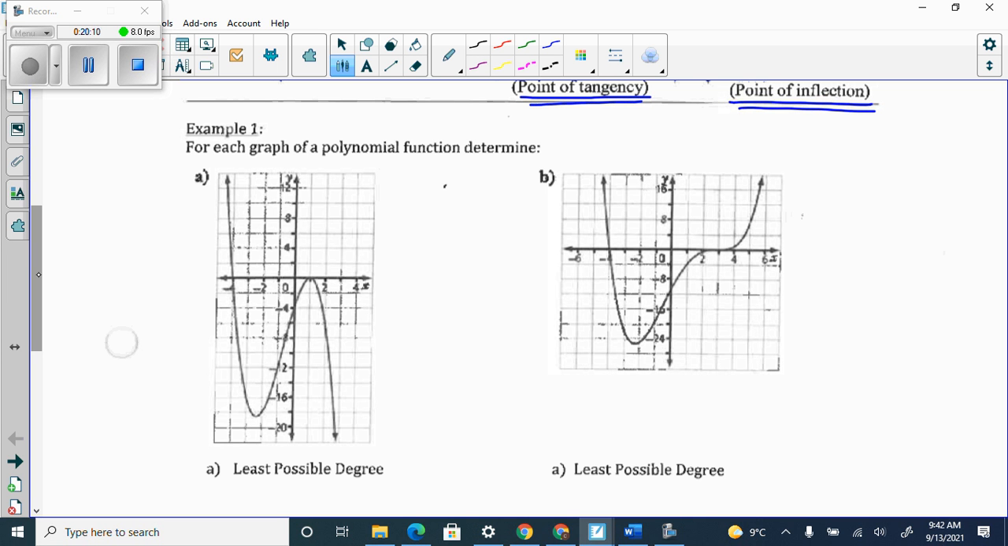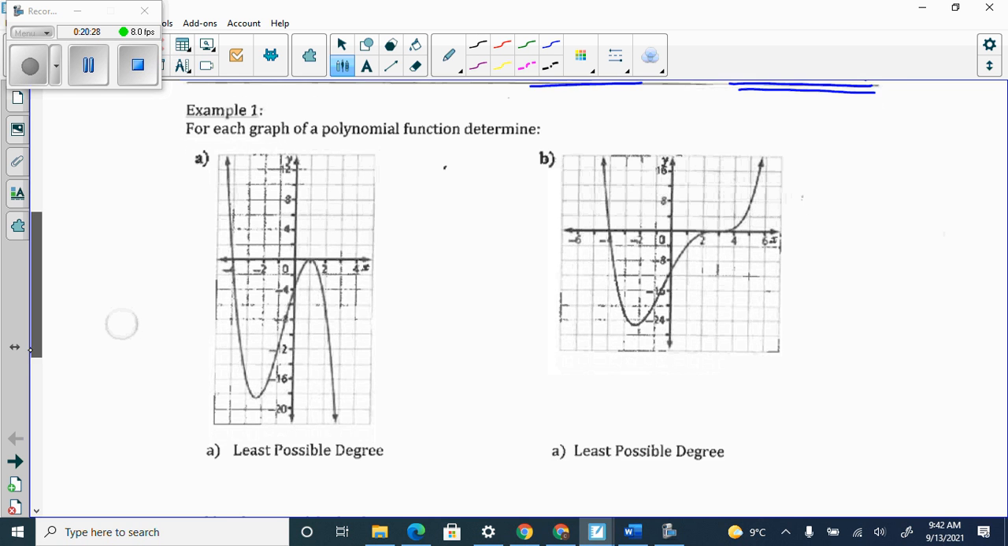We know it needs to be an odd degree because it's going to be discoing, right? It can't be linear because a linear would be a straight line. Could it be a degree 3? Yes, a degree 3 can have at maximum 1 minimum and 1 maximum, and this one has 1 minimum and 1 maximum, right? So the least possible degree this one could have is 3.